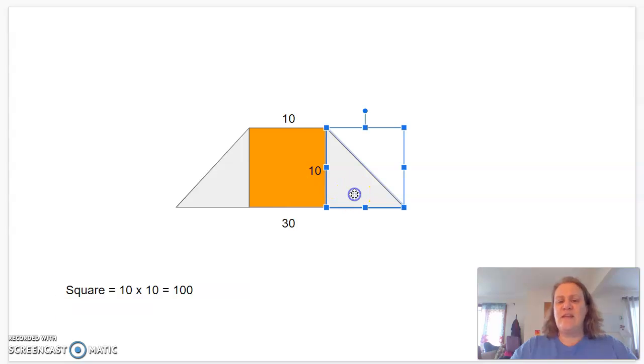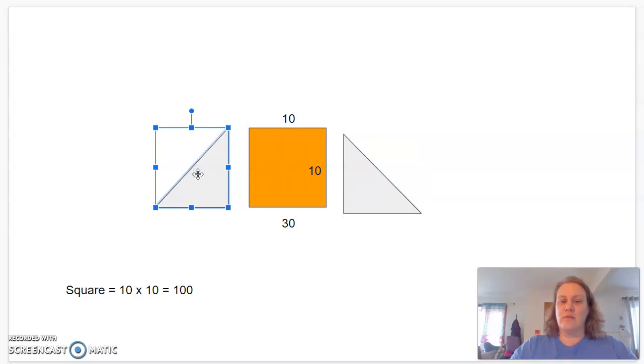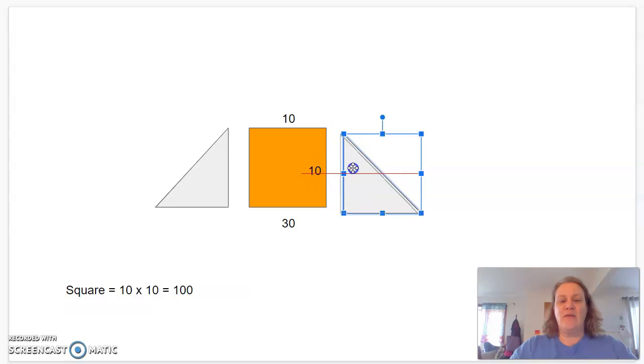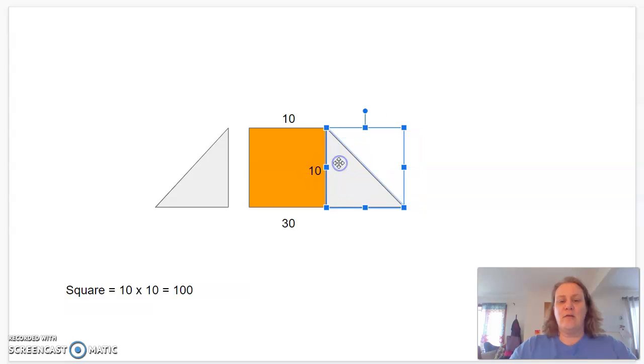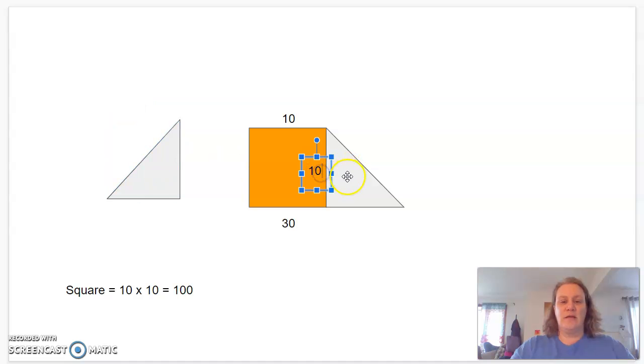Then we still have these things over here on each side, which we know are triangles, right? And they're exactly alike. They're exactly the same measurements. We know the height is 10 because when we had them back here together, it's the same height as what the square side is. So we know the height of the triangle. Move this a little bit here. We're going to label this triangle. The height of the triangle is 10.